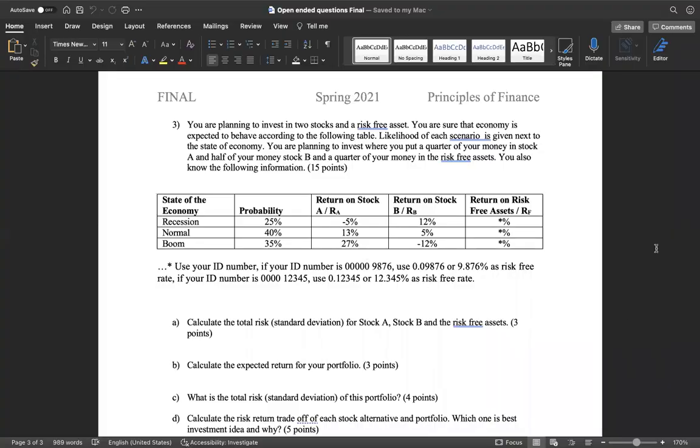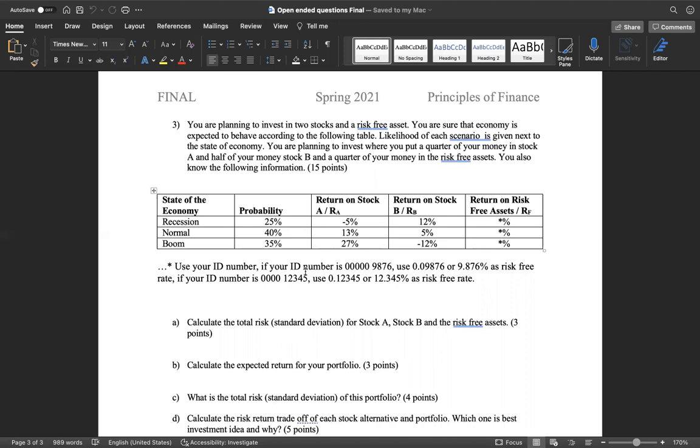Question 3 says you are planning to invest in 2 stocks and risk-free asset. You are sure that the economy is expected to behave according to the following table. You see the table there. Likelihood of each scenario is given next to the state of the economy. You are planning to invest where you put a quarter of your money in stock A, half of your money in stock B, and a quarter of money in risk-free asset. You also know the following information.